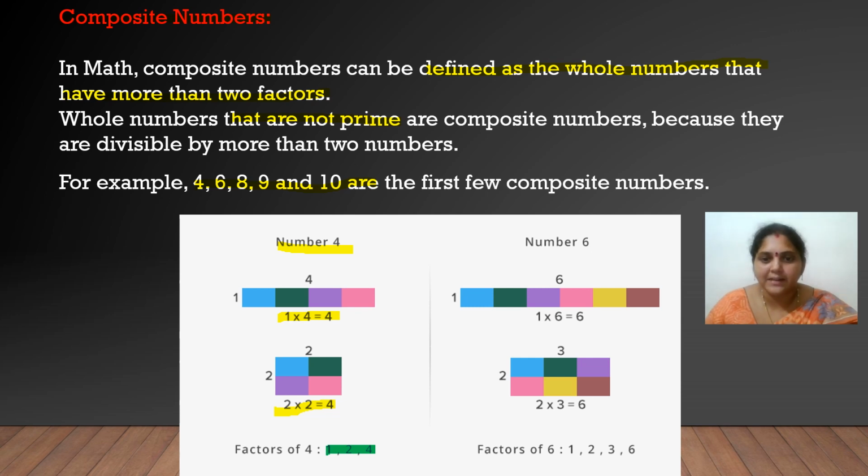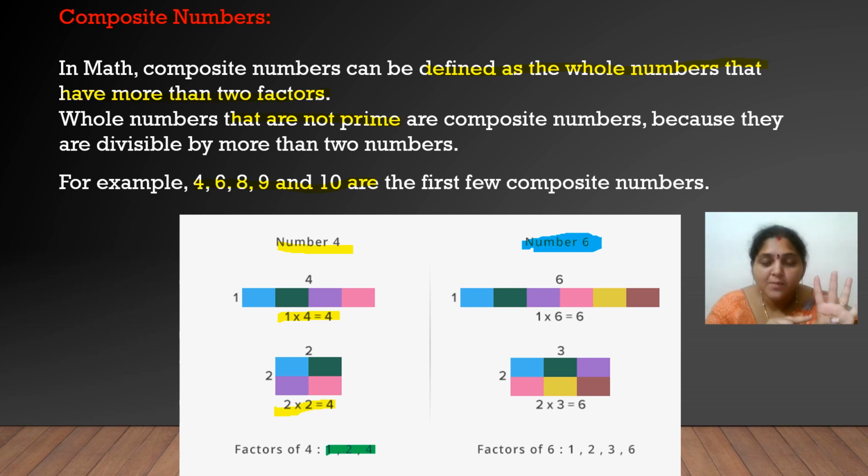One more example we'll take. We'll take number 6. I want to see how many factors I can find. Before that, let us recollect in how many tables we can see the number 6. In one table you can see 1 6 is 6. In two table, 2 3s are 6. In three table, 3 2s are 6. In four table, do you have 6? No. In five table? No. In six table? Yes, 6 ones are 6.